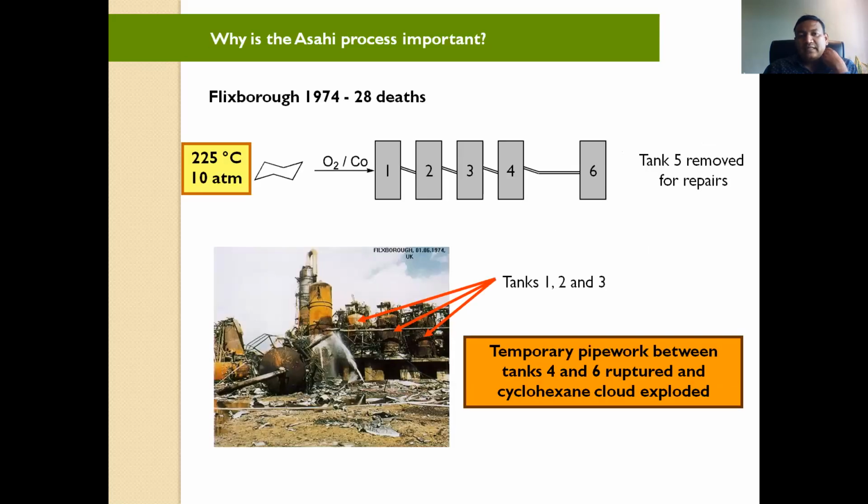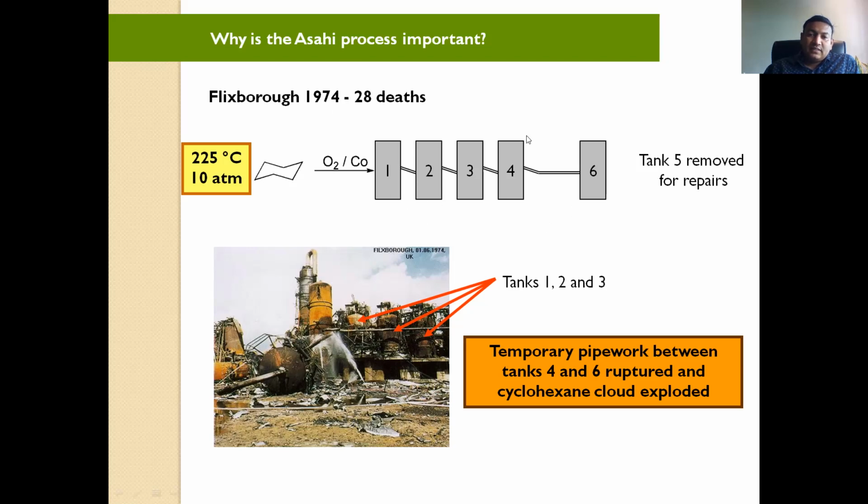Okay, see, there was one incident. This Asahi process was there. I think they also used to prepare cyclohexanol. And this picture itself says that this Flixborough city is placed near London. There was an accident in 1974. 28 people were dead. What happened there?